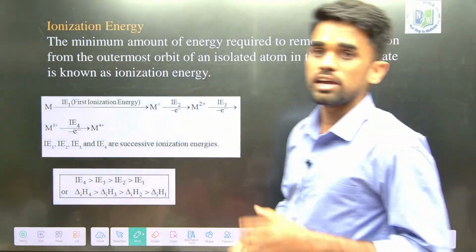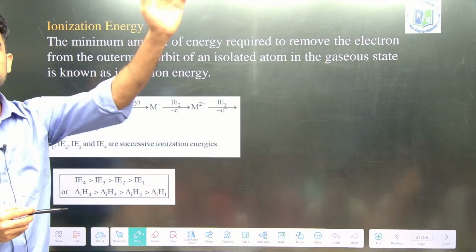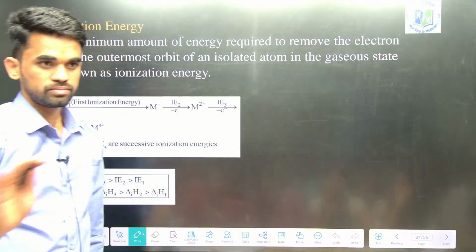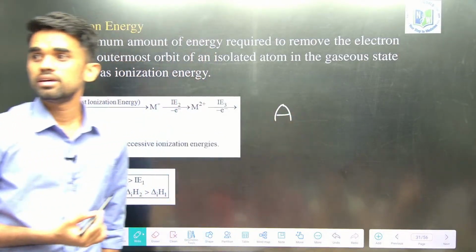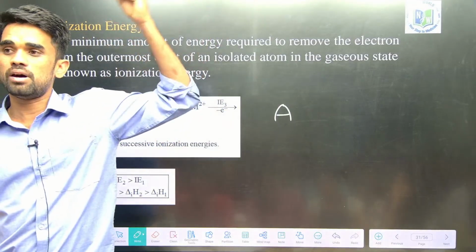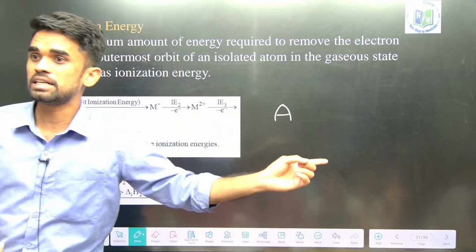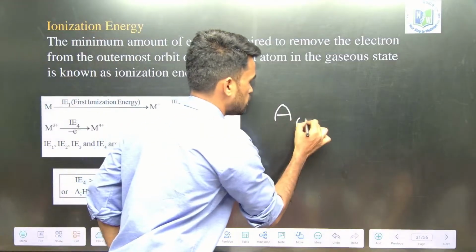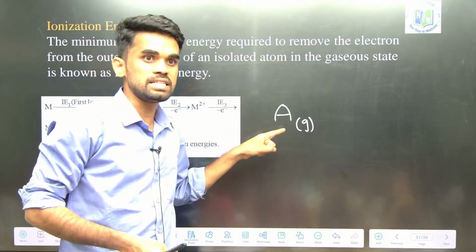Next one is ionization energy. So what do we mean by ionization energy? See, if there is an atom A, an atom can be in any form, like solid form, liquid form, gaseous form. First you convert that into gaseous state. So it should be in this form. Now you are converting the atom into gaseous state.